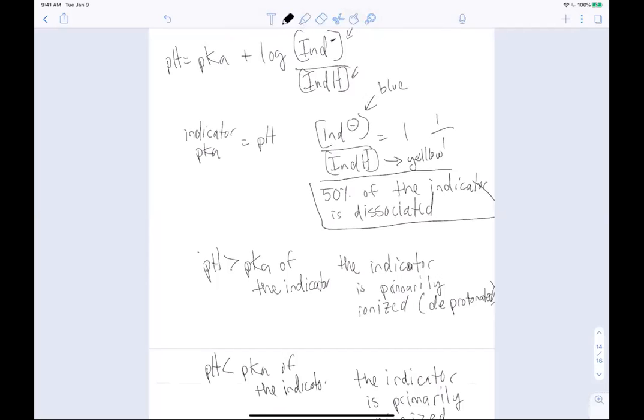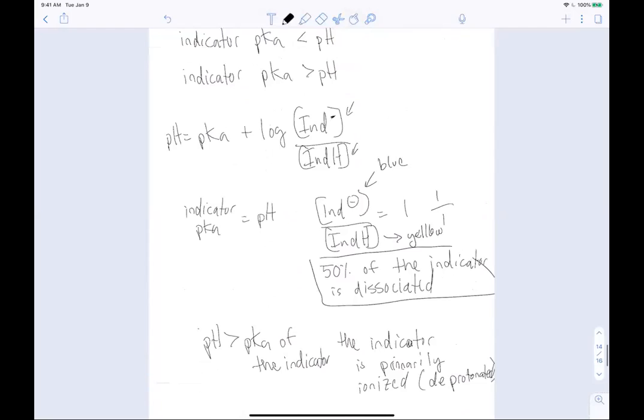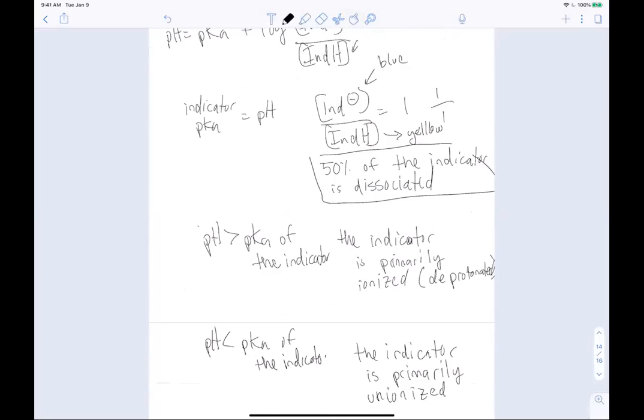Yeah. So the pH is less than the pKa. The indicator is primarily unionized. Does that make sense? Okay, good. So the right answer at least. So if the indicator dissociates completely, it's blue, and if it doesn't, it's yellow. And so at a pH of 3, it doesn't dissociate so much, so it's yellow. That's basically the idea.